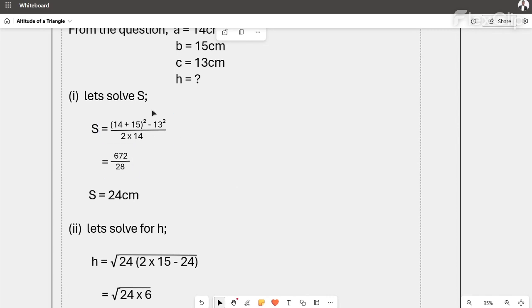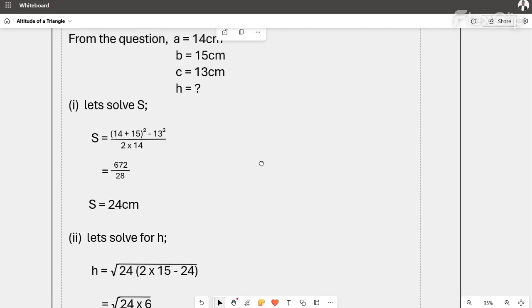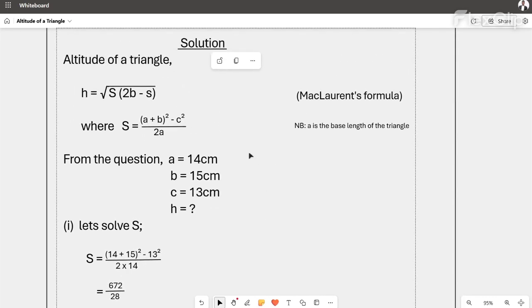As you can see, in a few steps, we have arrived at the altitude of this triangle. There is no other workaround formula where we'd be solving for something that is not really necessary. So that is it. And before I go, it is important to let you know how this formula works.